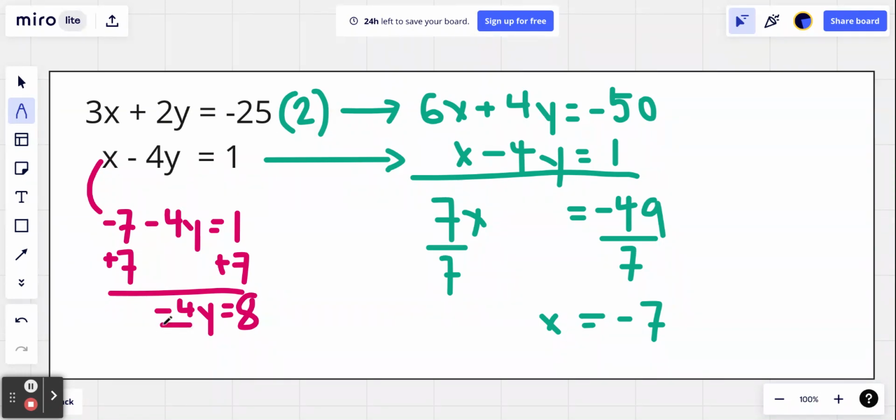I'm going to divide both sides by negative 4. And y equals negative 2. So now I have my solution to the system of equations. x equals negative 7 and y equals negative 2.